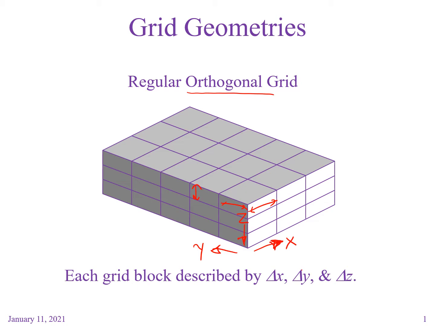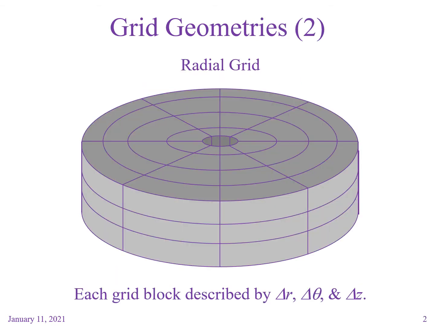This is a common grid used in reservoir simulation. This is also typically used for single well studies, and this is the radial grid. This is the radial direction as the radius increases. That's R. I already showed this before, right?